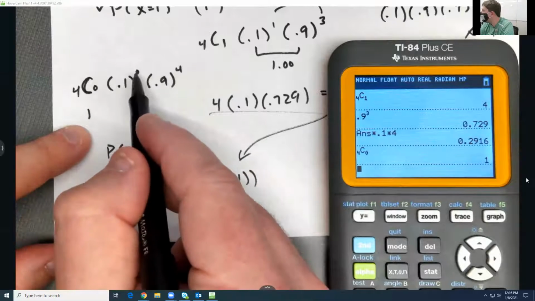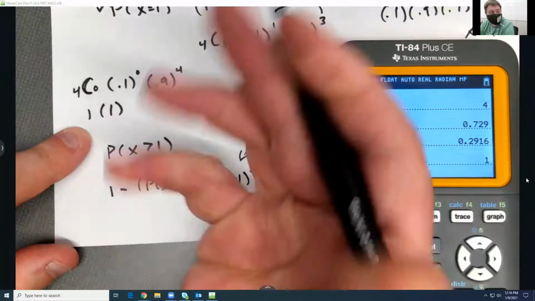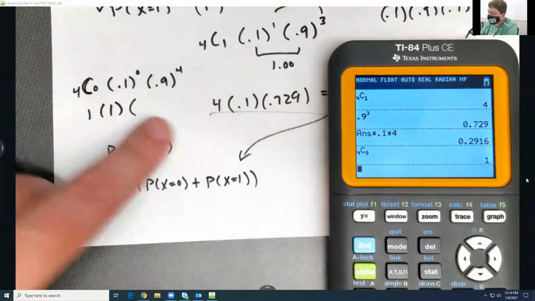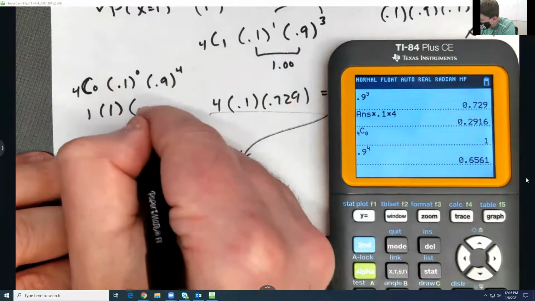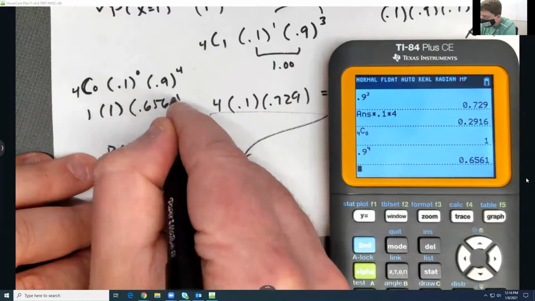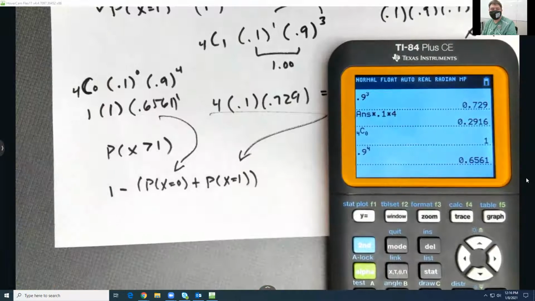So what is anything raised to the 0 power? 1. Very good. I do like that Lauren called me out, though. So you guys always get nervous. And then we just got to figure out what 0.9 to the 4 is. And so this is going to be 0.6561. Well, we already know the answer then because 1 times that is just going to be that. So that's the answer here, 0.6561.